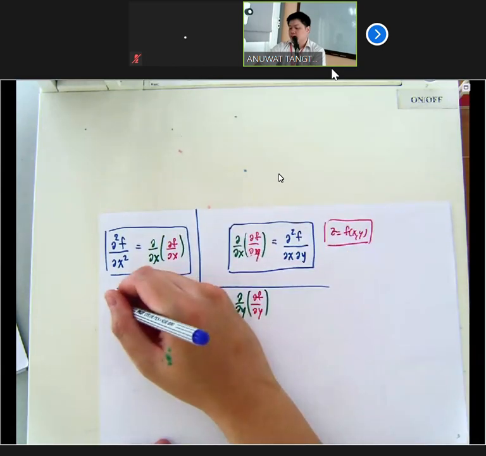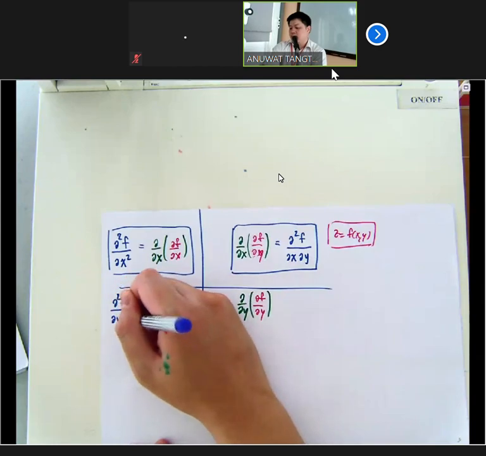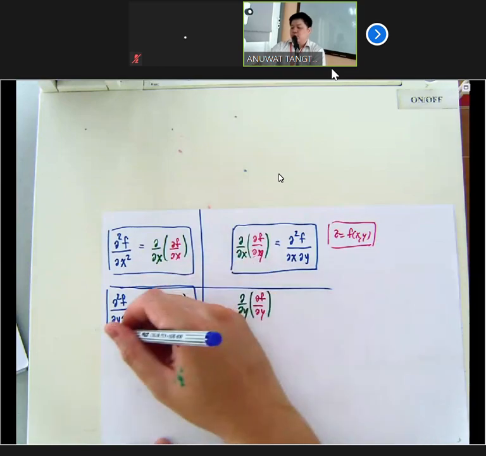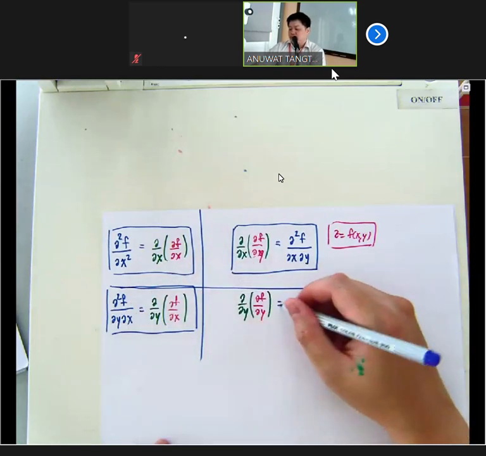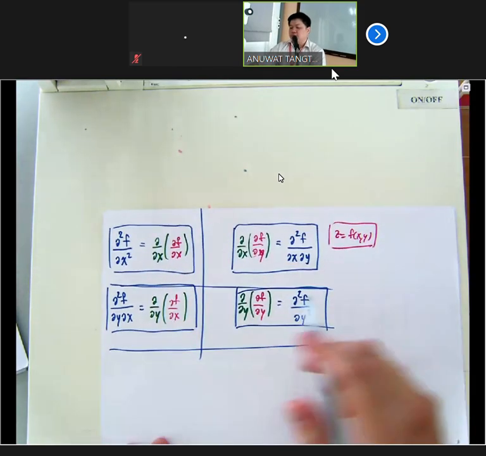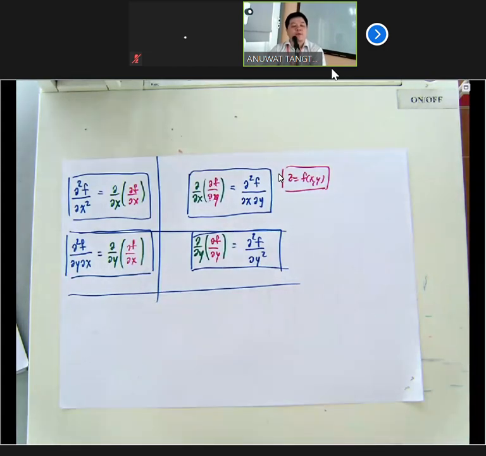And similarly, this one would be dy dx. And lastly, we do the same as the first case, so this is dy square. And this is the notation for the second order partial derivative. There are 4 types of second order partial derivative of a function of two variables.